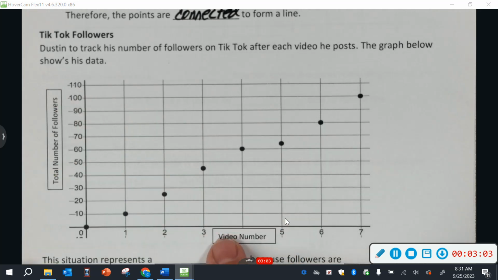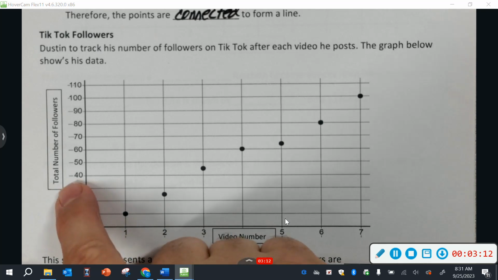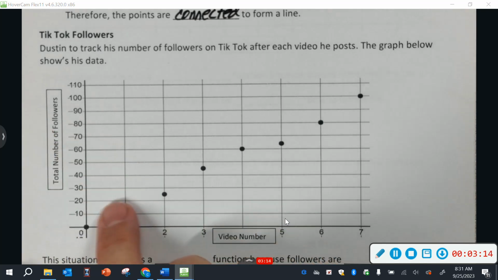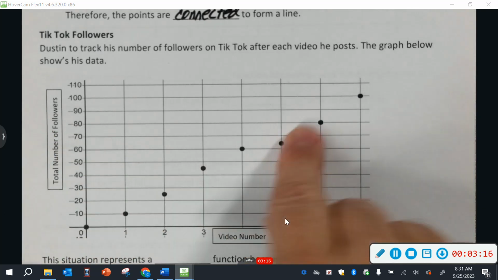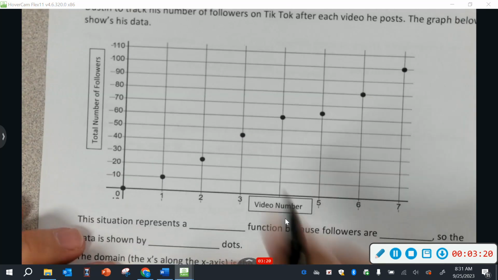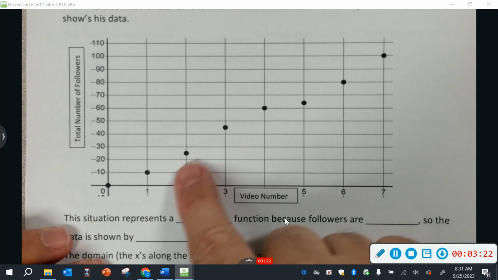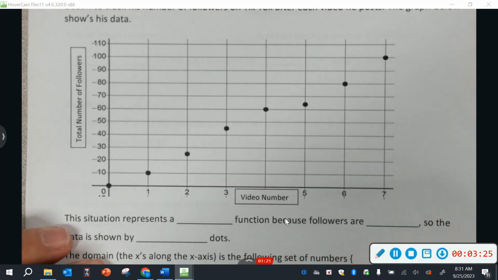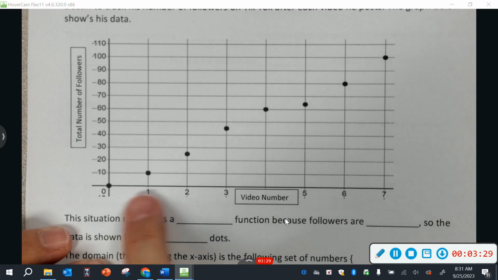So the x-axis, this is going to be the video number. So he posts his first video, then his second, then his third, and so forth. And then this is going to be the total number of followers after each video. Okay? Alright. So notice on here, the dots are disconnected. It doesn't make sense to connect these dots with a line because there's no such thing as half a video. And also videos are counted.